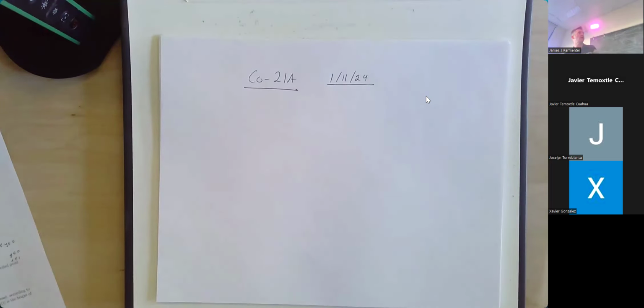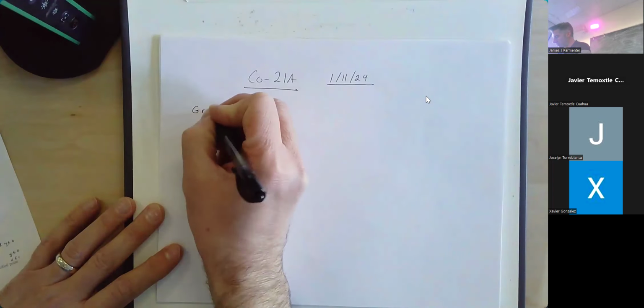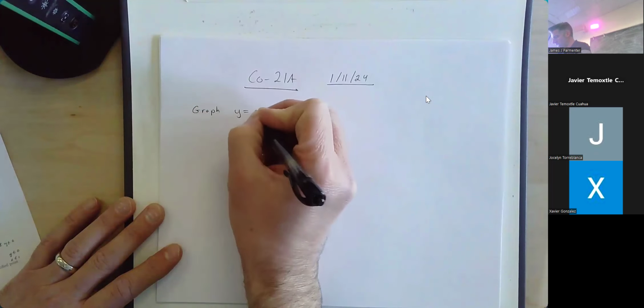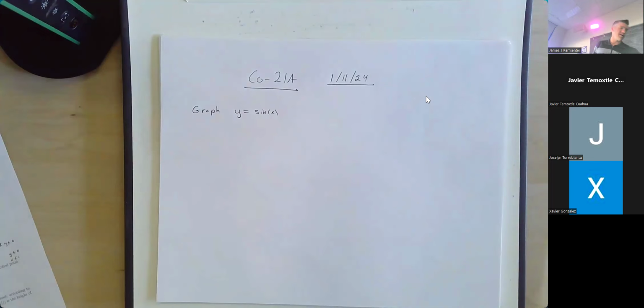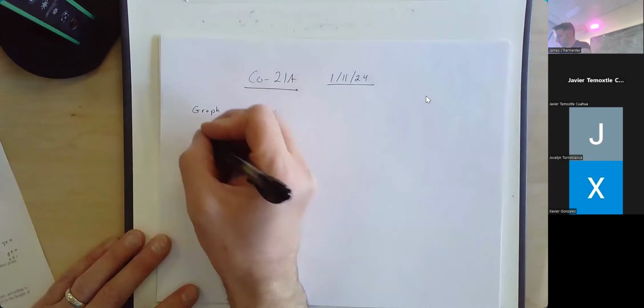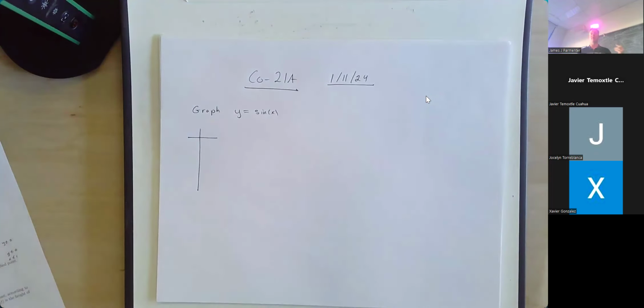So when it comes to trig functions, let's start with sine. So we're going to graph y equal to sine of x. And there's a couple ways you could go about doing this. I would start with this. So there are usually, when I'm graphing the sine function, 5 points I'm interested in plotting.